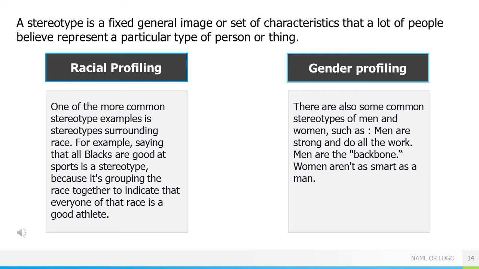Racial profiling. One of the more common stereotype examples is stereotypes surrounding race. For example, saying that all blacks are good at sports is a stereotype because it's grouping the race together to indicate that everyone of that race is a good athlete. Gender profiling. There are also some common stereotypes of men and women, such as men are strong and do all the work, men are the backbone, women aren't as smart as a man.